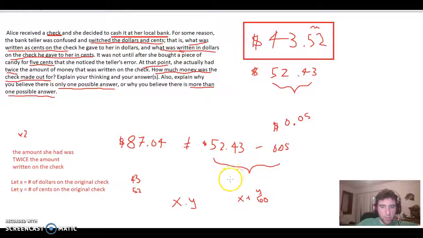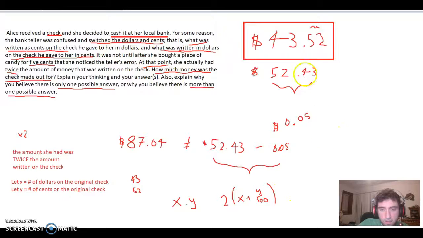And what do I know about that amount on the original check? Well, I know that 2 times that original amount is how much she has after she actually buys the piece of candy.